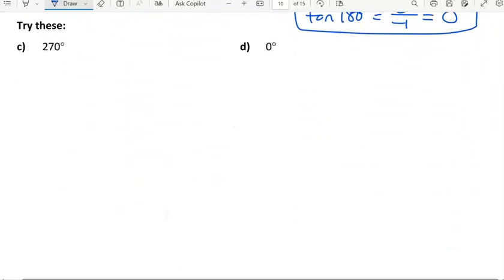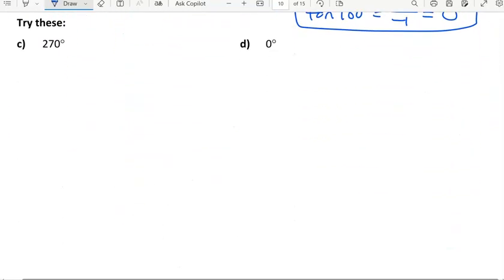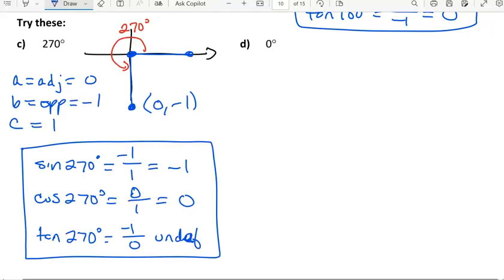All right, time for you to try 270 degrees. All right, hopefully you got -1, 0, and undefined as the values of the three trig functions. One last one for you to try, so pause the video while you try this for 0 degrees.